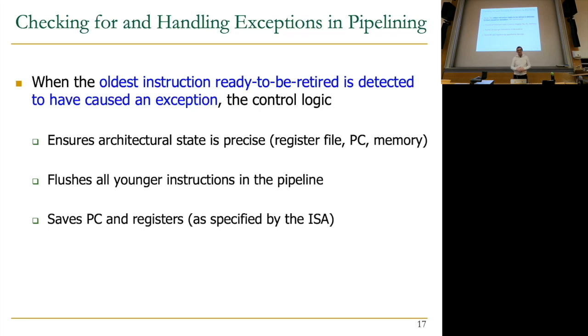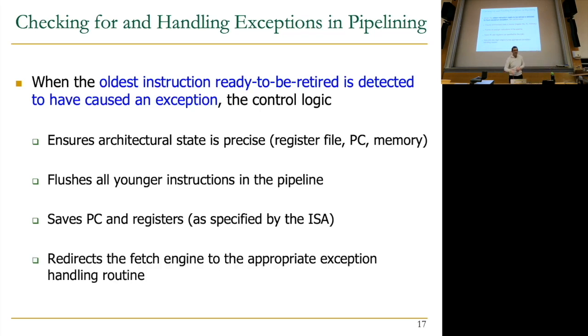And then you need to save the PC and the registers as specified by the ISA. So the instruction set architecture needs to specify how to handle an exception or interrupt, because this is really necessary for someone to write software, either system software or regular software. So there needs to be some support in the controller. The control logic takes the program counter and the registers and saves them to some place specified by the ISA. Usually it's part of the main memory stack, as we will see briefly. And then the control logic redirects the fetch engine to the appropriate exception or interrupt handling routine.